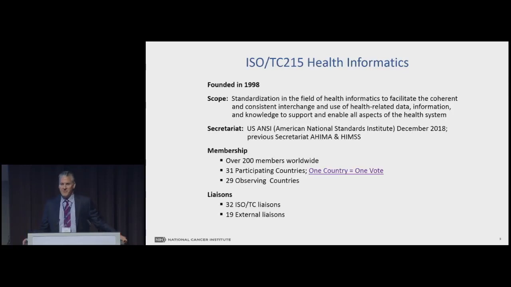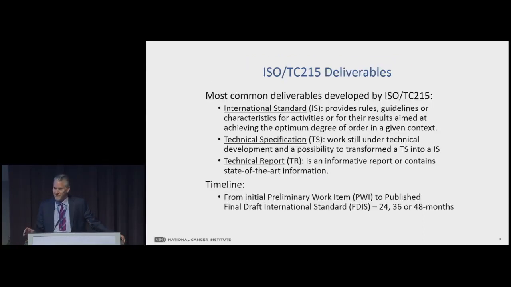As for membership in TC215, over 200 people participate. Out of 31 participating countries, we usually get between 22 and 25 at different work group meetings. It depends on where in the world they are, so you get different mixes of countries and experts. As for deliverables, I'm not going to dive into details, but TC215 has 3 primary deliverables: an international standard, which is the highest profile, technical specifications, and technical reports.